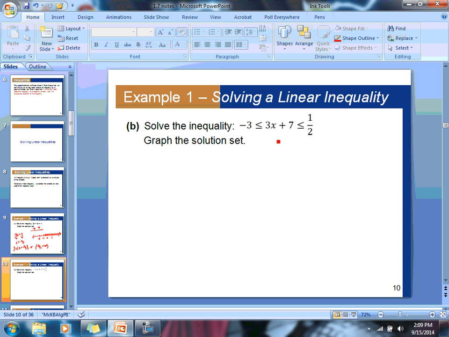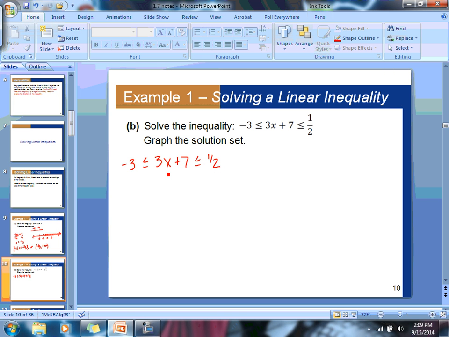And depending on who you had for an instructor, they might have had you break this apart into two inequality statements, solve each of them, and then put your answer back together. But I'm going to show you a faster combined way to do this. So we have negative 3 less than or equal to 3x plus 7 less than or equal to 1/2.